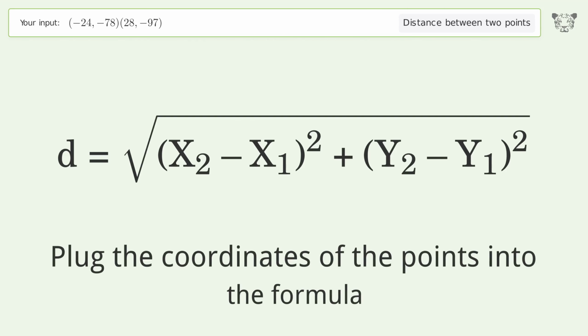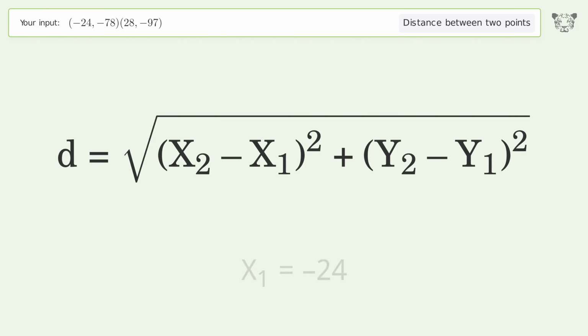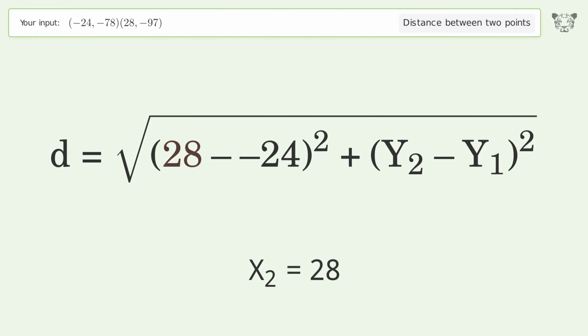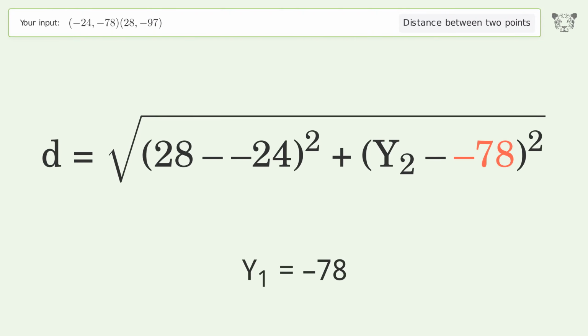Plug the coordinates of the points into the formula. x1 equals -24. x2 equals 28. y1 equals -78. y2 equals -97.